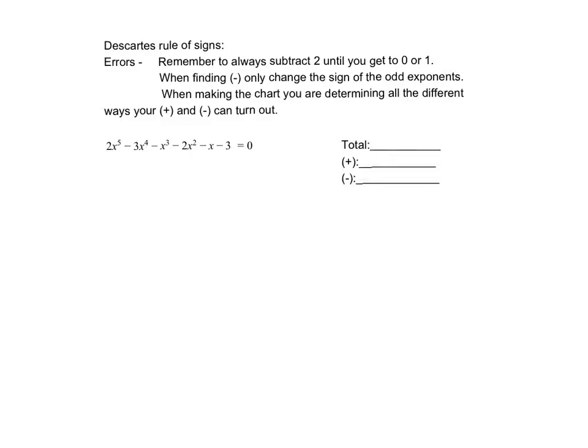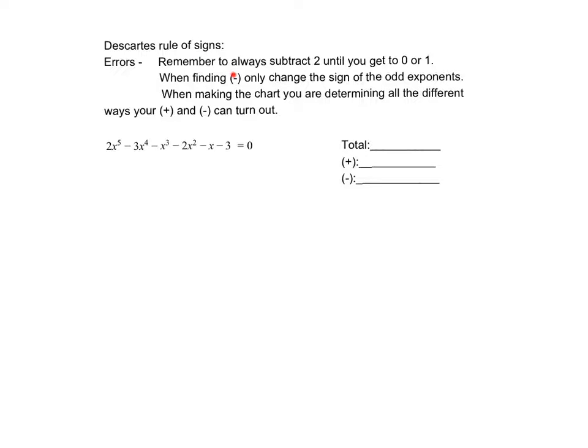Okay, Descartes' rule of signs. A couple tips I put up here that I noticed you guys are making mistakes with. Remember to always subtract 2 until you get to 0 or 1. So if you found out there were 3 positives, you would say 3 or 1. If you found out there were 2 positives, you would say 2 or 0.